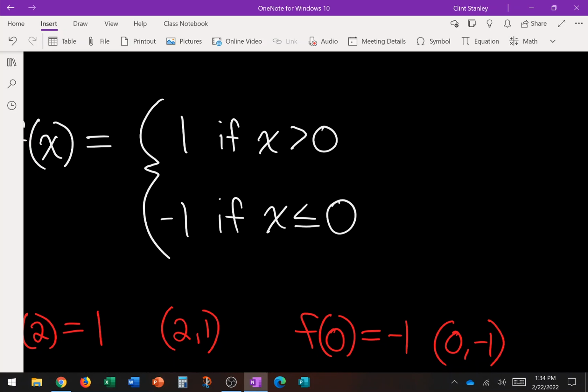So maybe we'll do another one or two of those to start with next time. All right, so that's the stuff for that section.